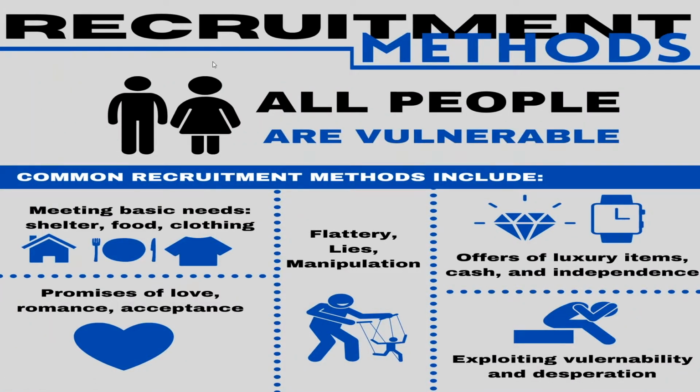As you can see, all people are vulnerable, and this is just some more recruitment methods for the recruitment of these victims. Flattery, lies, and manipulation, of course, are one of the main recruitment methods. But one of the major issues that we are seeing now, especially in COVID-19, is meeting those basic needs: shelter, food, and clothing. There is a very large food insecurities problem right now with a lot of young people. So the ability to have those basic needs met is, of course, a lure for them to become victims.